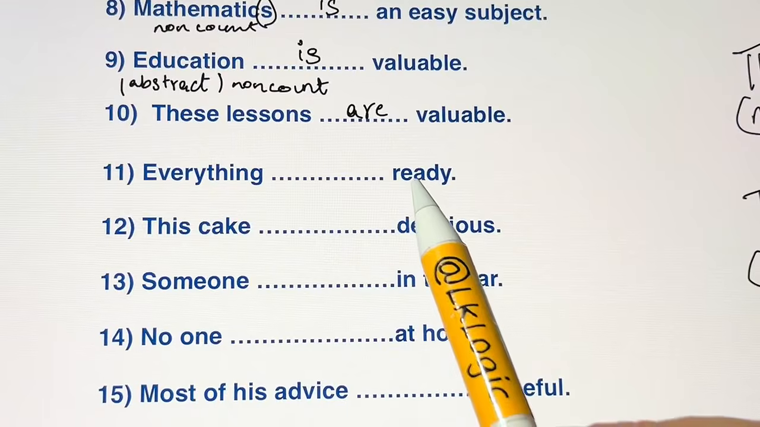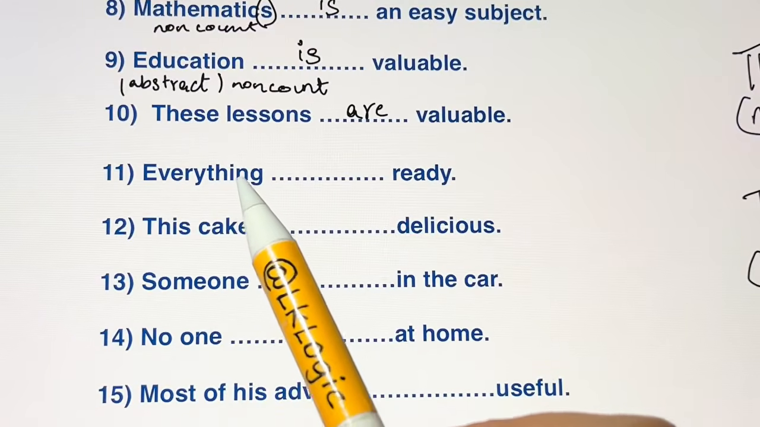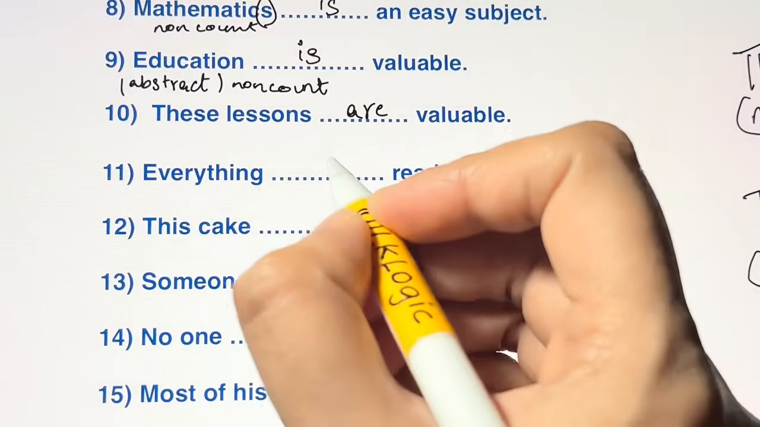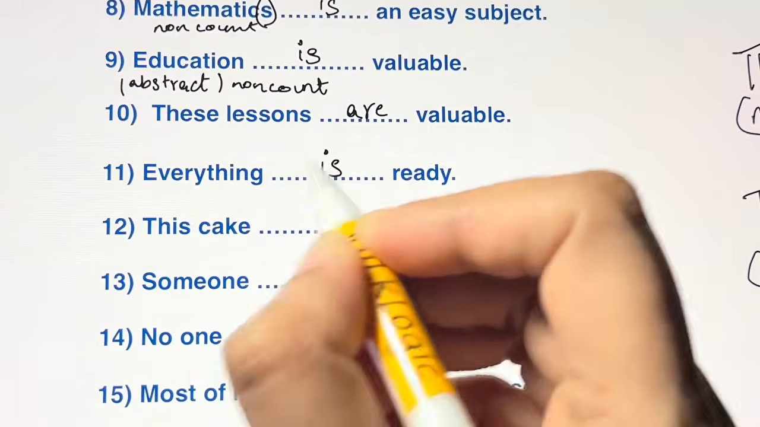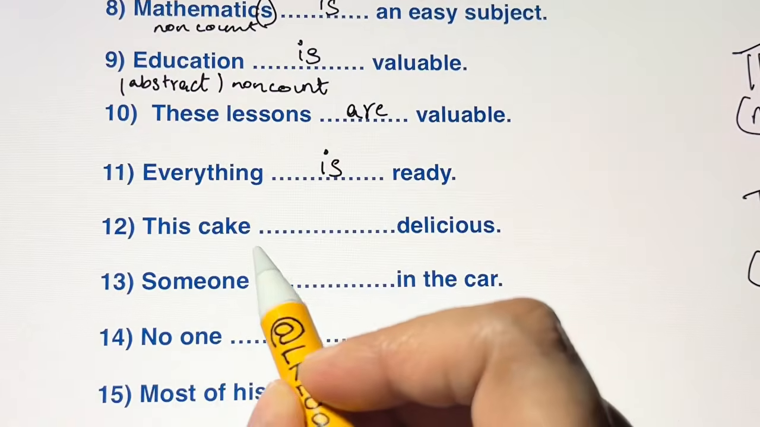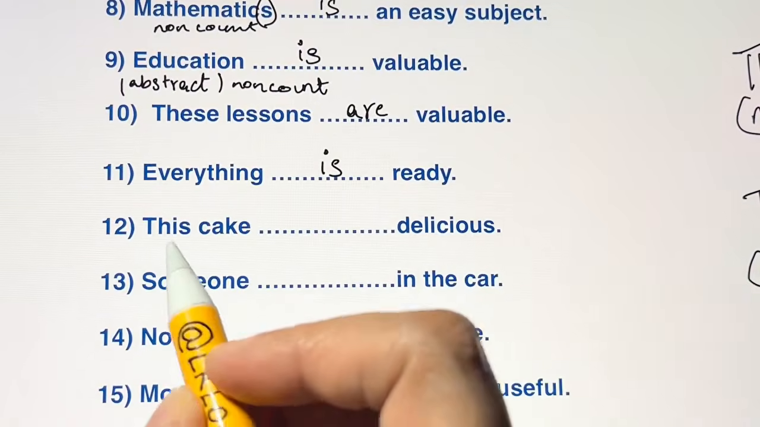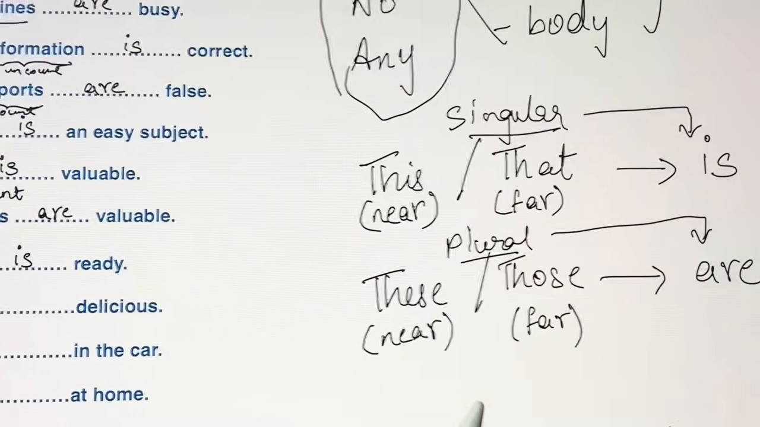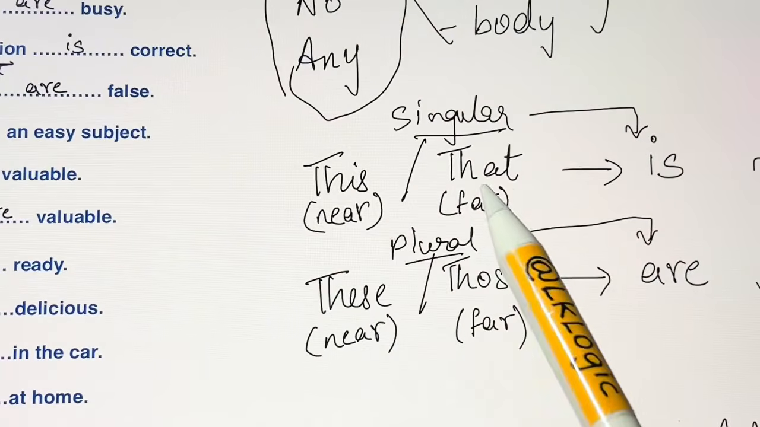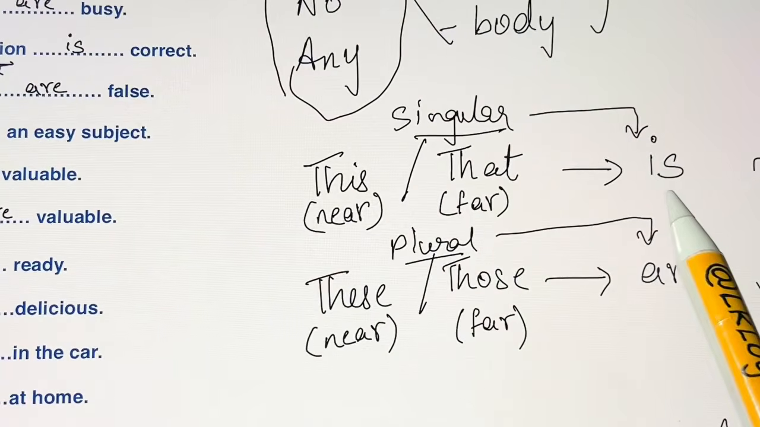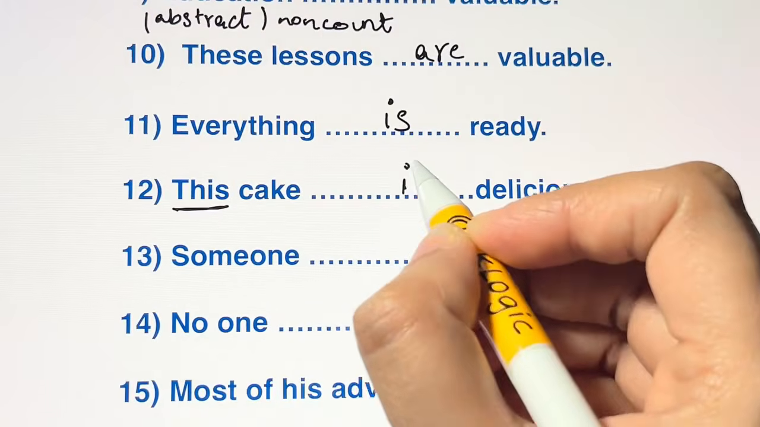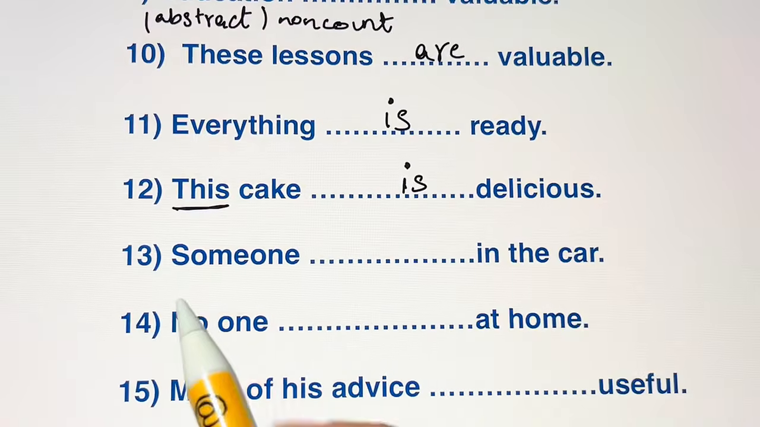Everything blank ready. Now as I told you, everyone, everything, everybody, they are all singular subjects. So singular subjects take the singular verb is. Everything is ready. This cake blank delicious. Now I told you about this. What did I tell you? This or that are singular subjects which take is as a singular verb. So this cake is delicious.